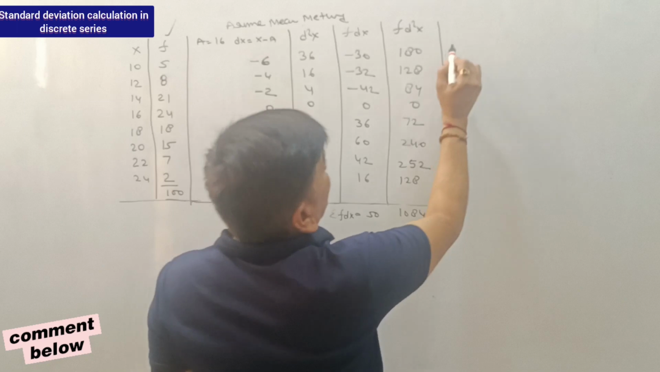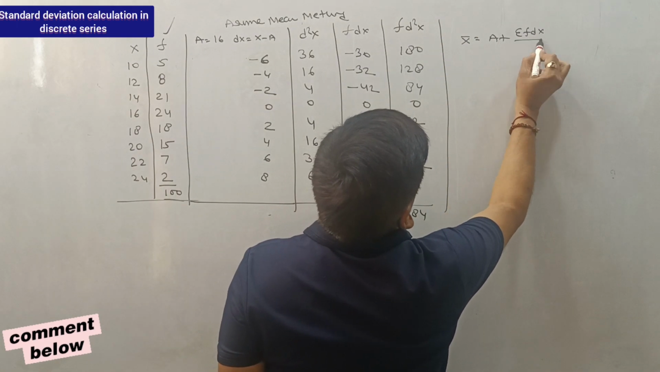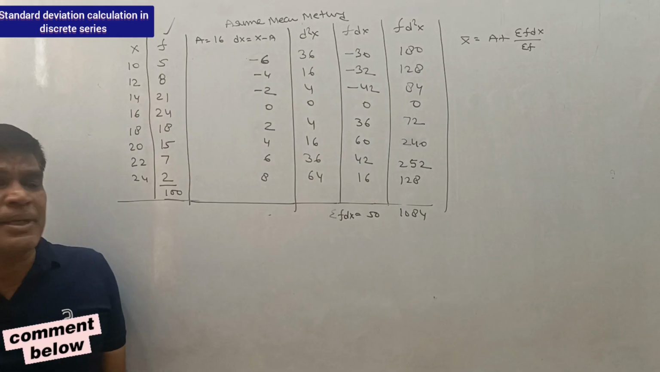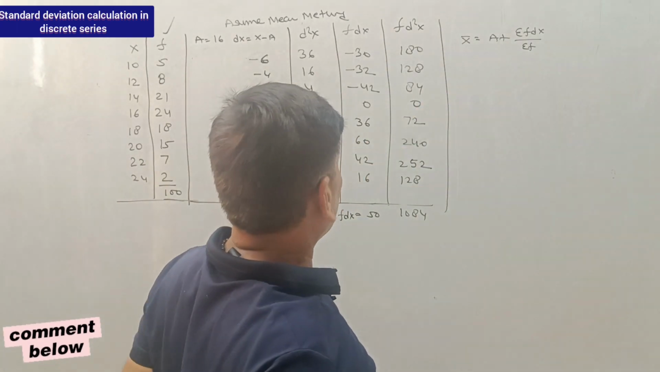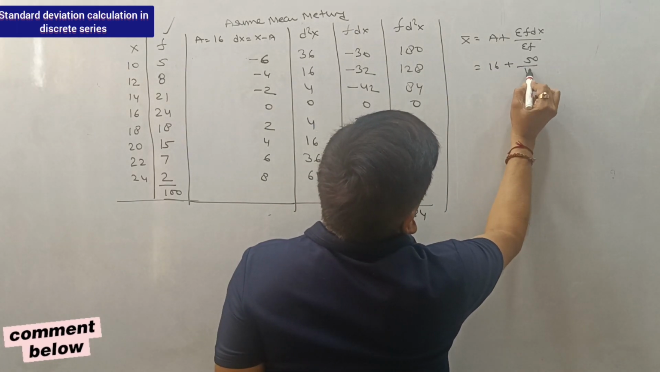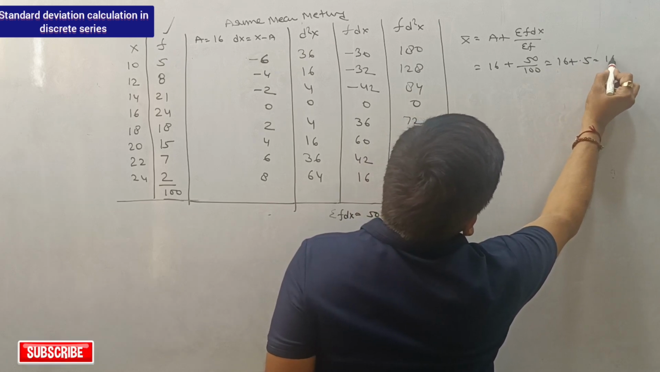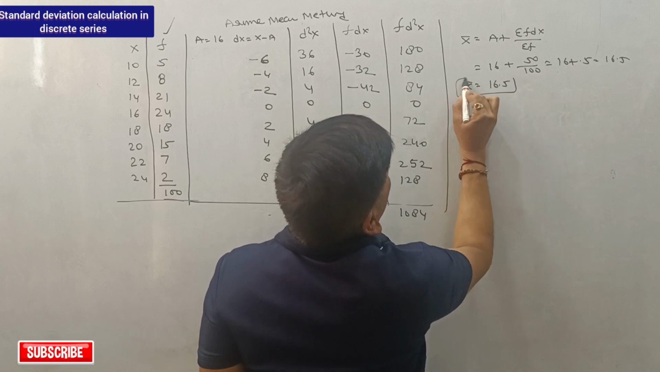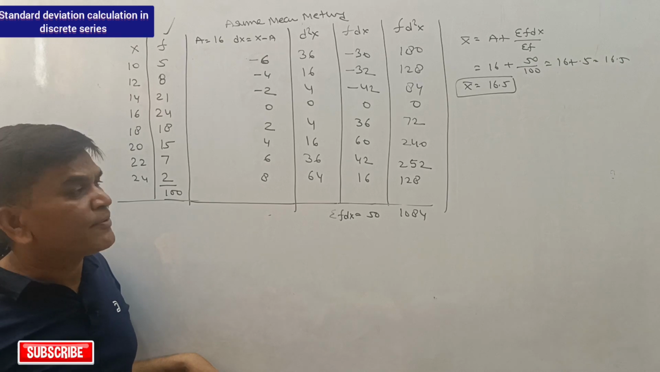Now x bar. The formula for the arithmetic mean in the assumed mean method is assumed mean plus sigma f dx divided by sigma f. So here our assumed mean is 16 plus 50 divided by 100, that is 16 plus 0.5, that is 16.5. So the arithmetic mean is 16.5, the same as in the direct method.